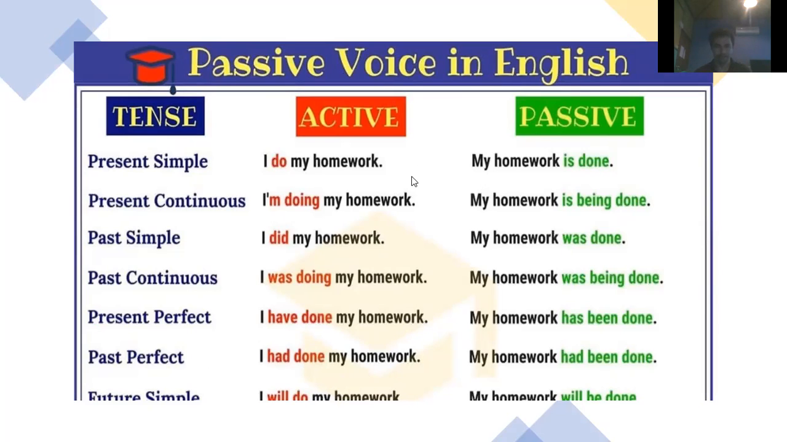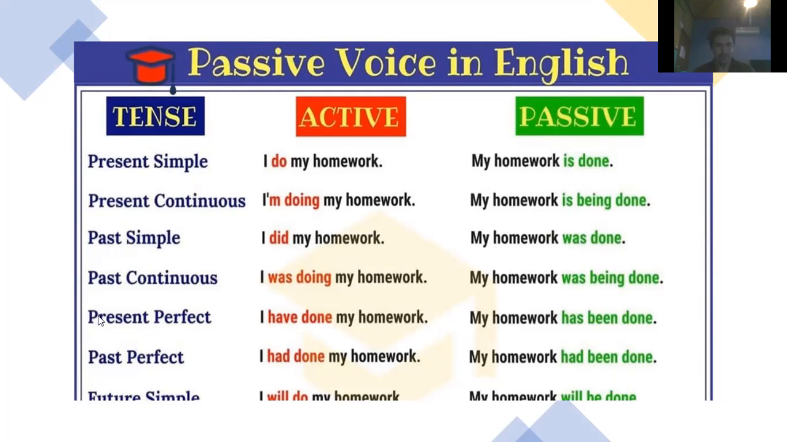All right, so present simple, passive voice: my homework is done. Present continuous: my homework is being done. So it's continuous, it's still happening, it's being done. Past simple: my homework was done, passive voice. Past continuous: my homework was being done. So homework is being done, homework was being done. That's the present continuous, and then there's the past. Present meaning now, past meaning something that's already happened.